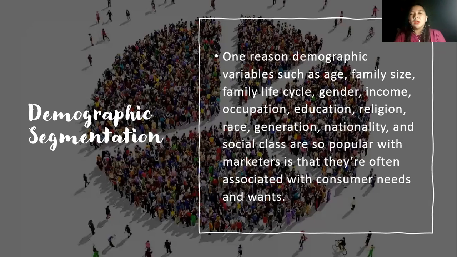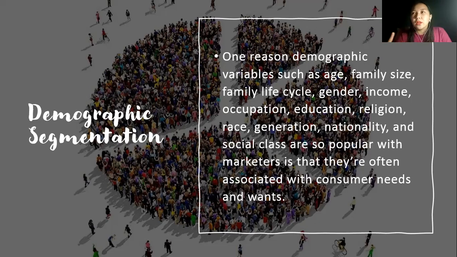The second segmentation variable is demographic segmentation. I think we have discussed in the previous chapter that when we talk about demographics, the main variable that we should monitor is population. Ibig sabihin, demographic segmentation is dividing the market with the different characteristics of the population. This is the most common segmentation, because sa mga questionnaire na nakikita nyo, demographic lahat yun, yung mga age, gender, income, ganyan.